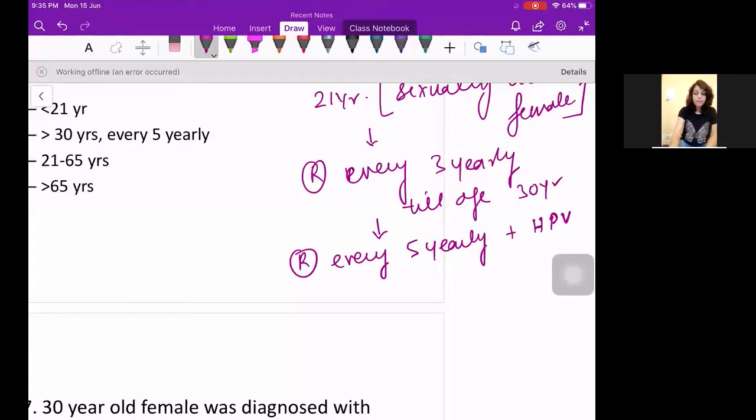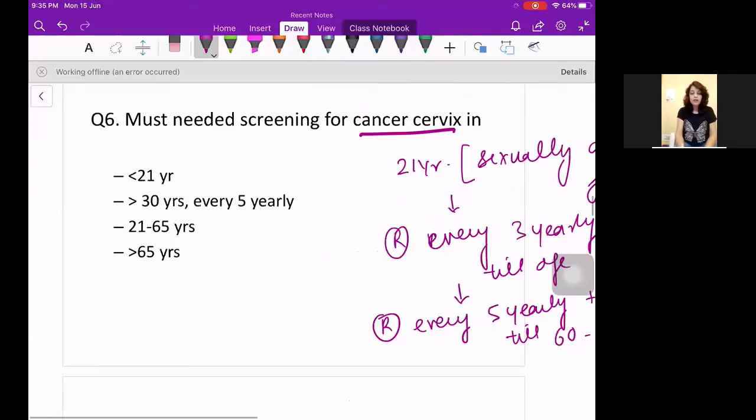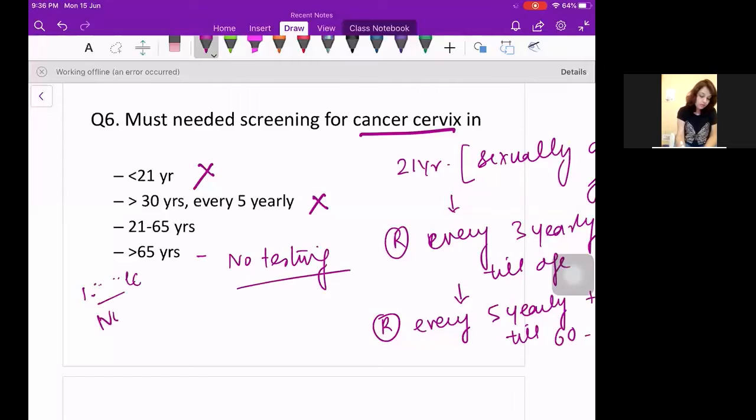So pap smear screening, or the screening for cancer cervix, is a secondary level of prevention. Pap smear screening is not recommended in less than 21 years of age, and the starting age is 21. Less than 21, it is not recommended. After 30 years of age, again, this option we should rule out. After 65 years, no testing is needed because for cancer cervix, there is a bimodal age exposure which has been seen. One age exposure, according to the cancer textbook Novak, is around 30 to 35 years.